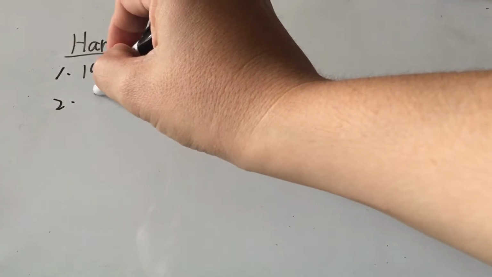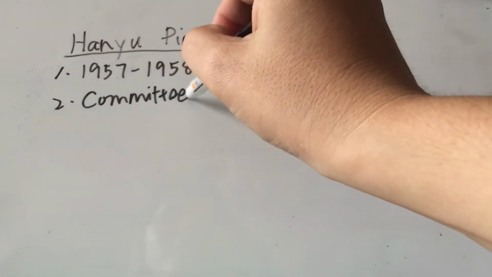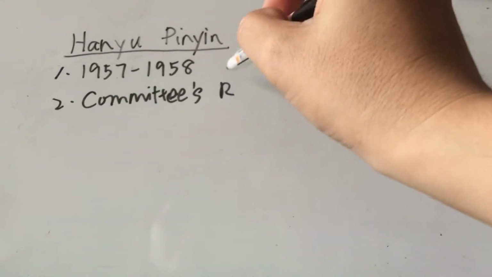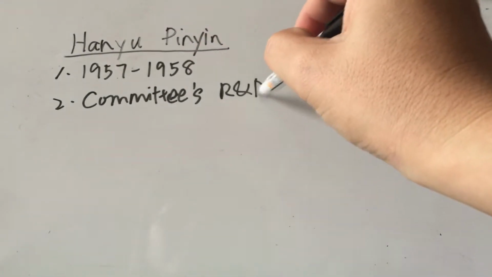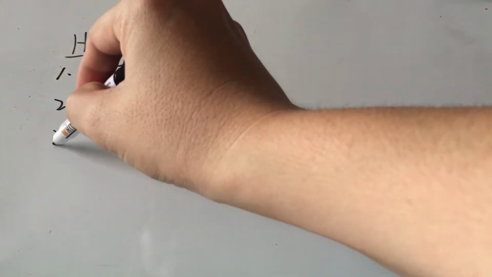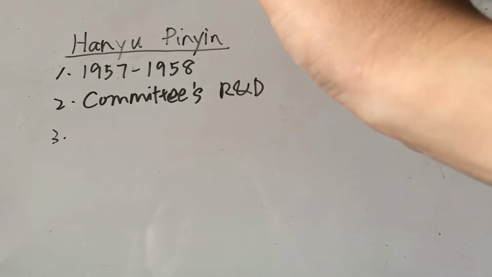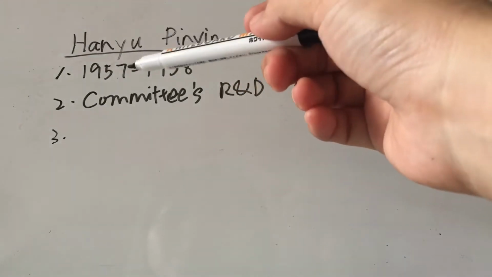It was developed by a committee. It's a committee's R&D project, research and development project, to develop a system. The purpose of the system is to Latinize the Chinese characters' pronunciation.